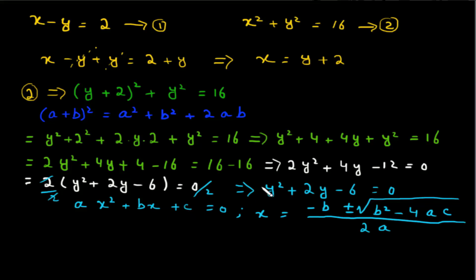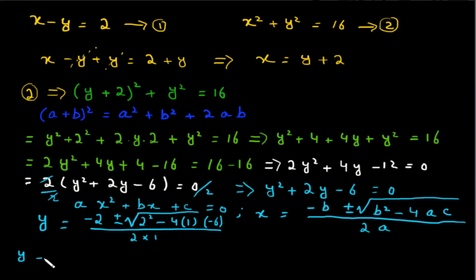So I will treat this same equation as this. Here I will substitute coefficients. Here y squared has a coefficient of 1, y has a coefficient of 2, and c is equal to minus 6. Let me write it as y will be equal to, for b I will substitute 2, so minus 2 plus minus the square root of b squared, and for b squared I will substitute 2 squared, minus 4 times a, where a is equal to 1, and then c is equal to minus 6, divided by 2a.